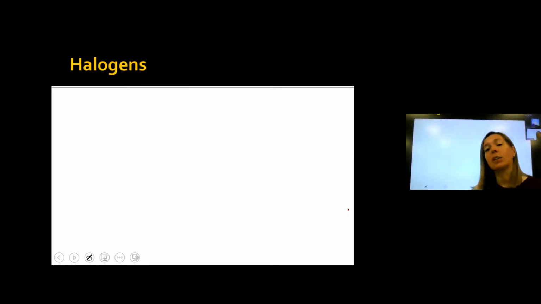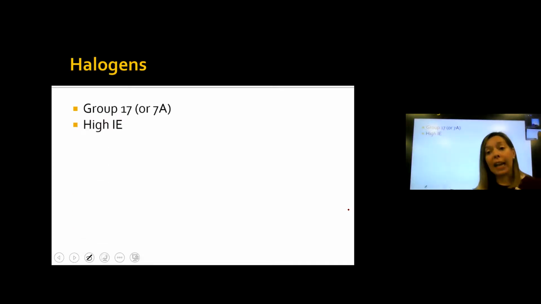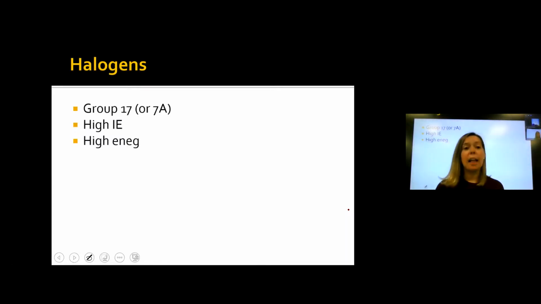Halogens, group 17 or 7A, depending on which numbering system you are going by. So those are our nonmetals, highly reactive. They gain electrons very readily. So they have high ionization energy, high electronegativity. We have fluorine in there, which has the highest electronegativity on the table.